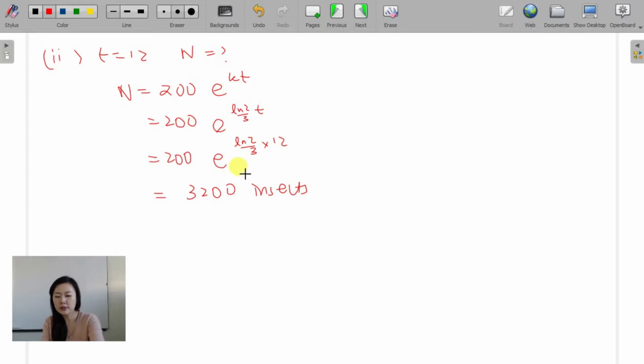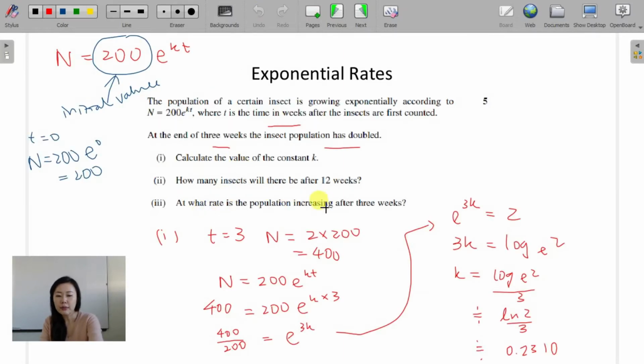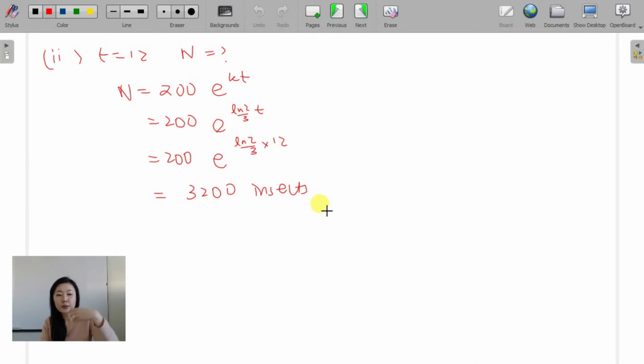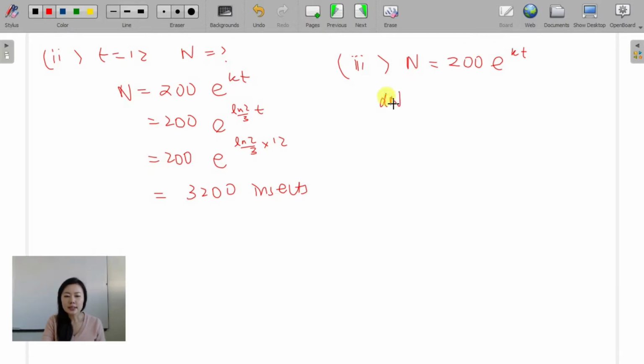All right, so next one. At what rate is the population increasing after 3 weeks? Rate means derivative. I'm going to leave it as k for now, just to keep things simpler. So dn/dt is 200 times the derivative of that, which is k e^(kt). Basically, the derivative of the power goes in front, times whatever the exponential function is. That's all it is.